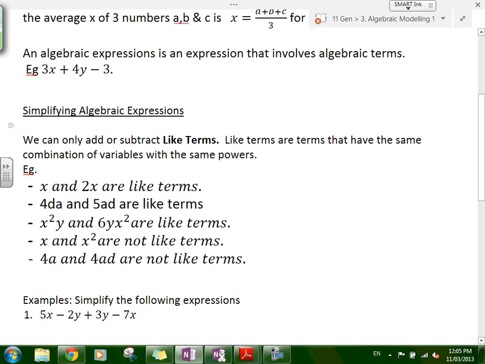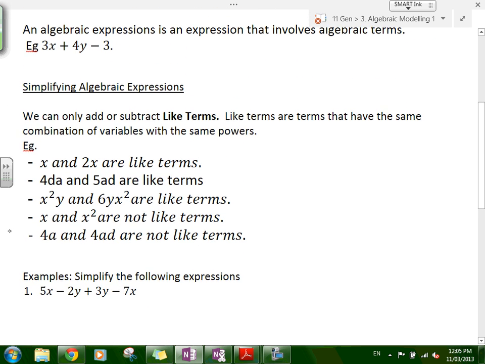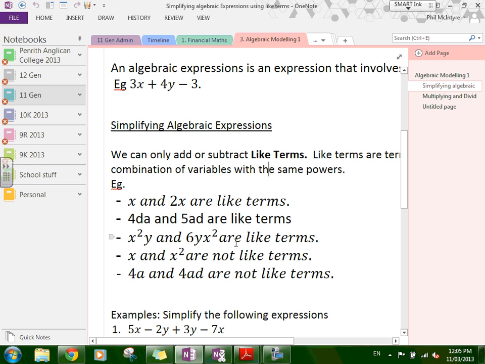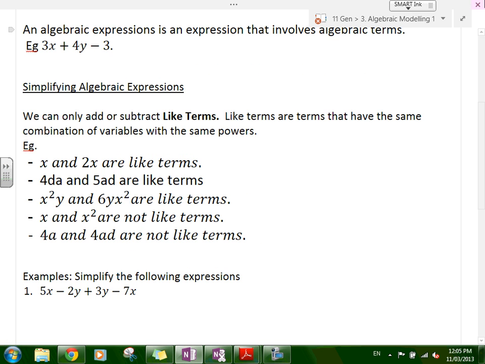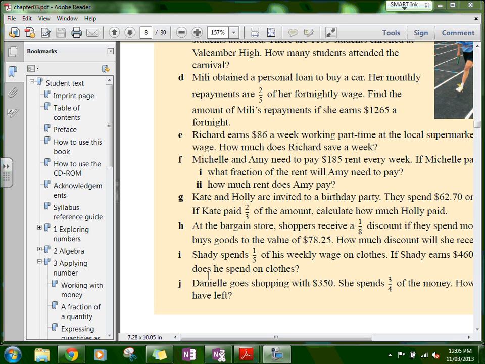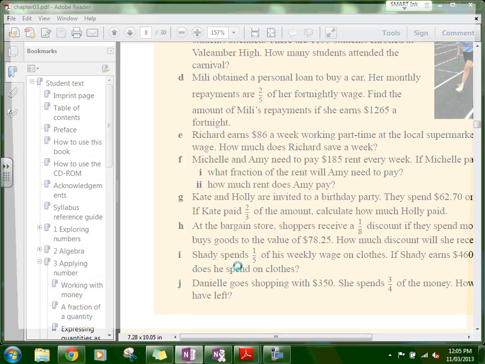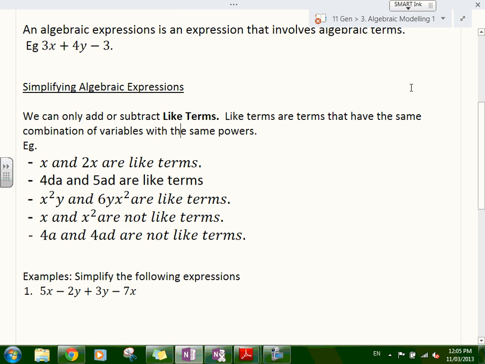So, simplifying algebraic expressions, we can only add or subtract what we call like terms. Like terms. Okay, you can only add or subtract like terms. Which means that you have to know what like terms actually are. Can anyone describe to me what they think a like term is, as it comes up on the screen?